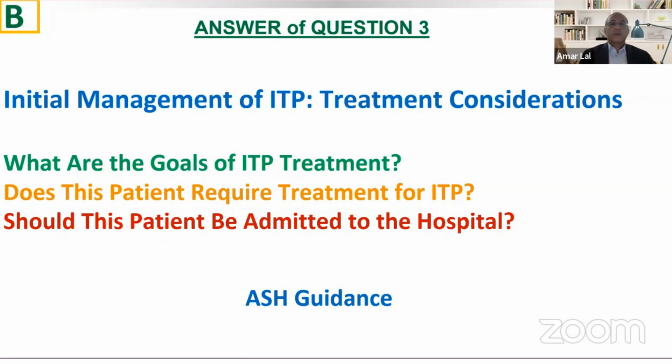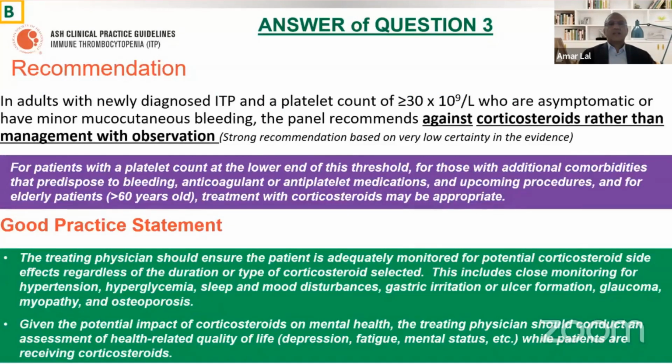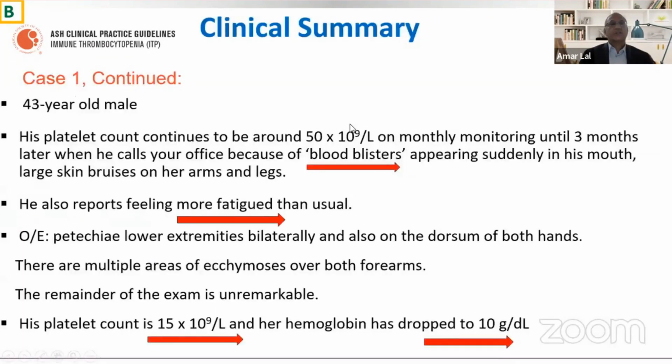Now, this is about the ASH guideline. Why? You have seen that the ASH guideline is against using steroids if the platelet count is more than 30. So the best thing is observation. This is the good practice statement which we used in this patient.